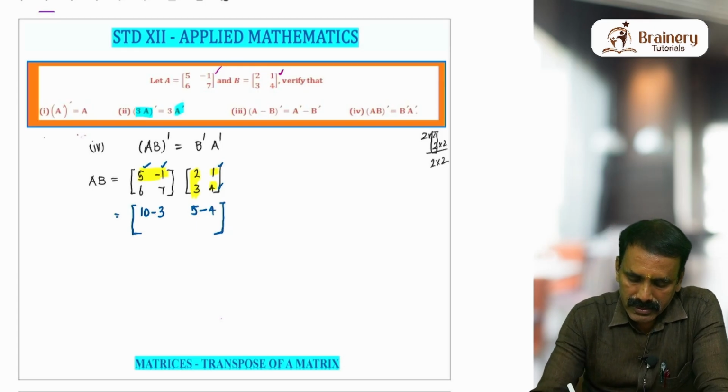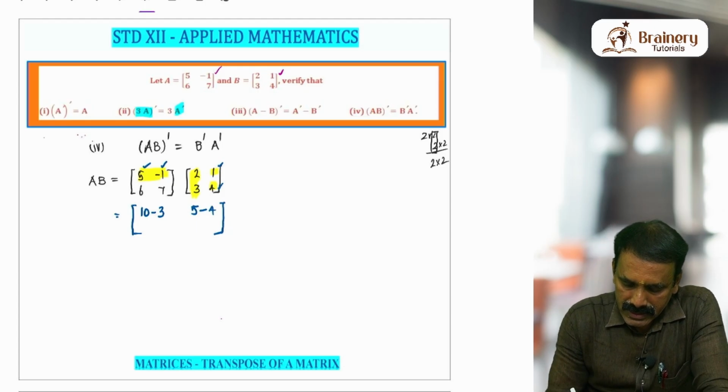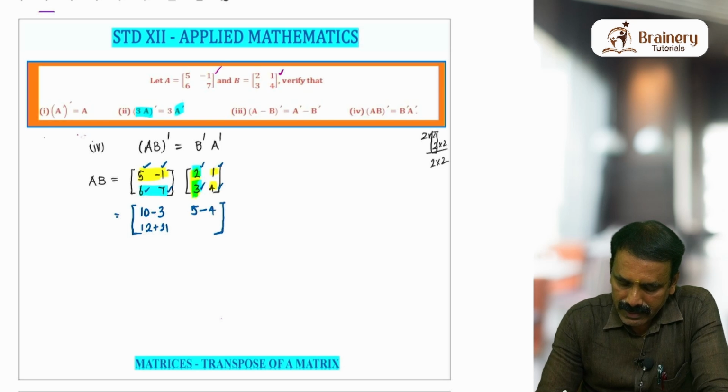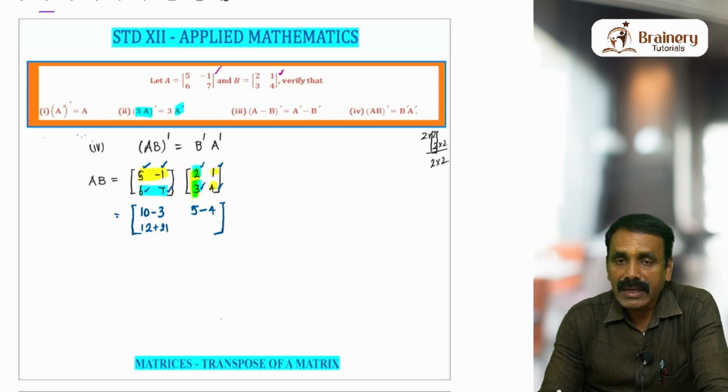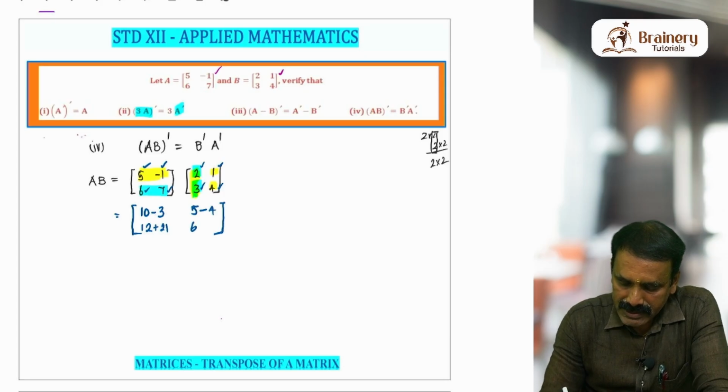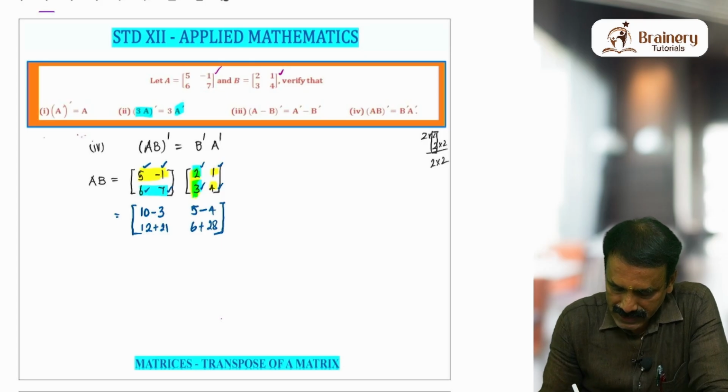Next we move on to the second row. Now the second row is going to be multiplied with the first column. So the first element is multiplied with the first element. 6 2s are 12. Second element is multiplied with the second element. 7 3s are 21, plus 21. We move on to multiplying the second row with the second column. So 6 is multiplied with the 1, 6. 7 is multiplied with the 4. 7 4s are 28. Now we simplify this expression.